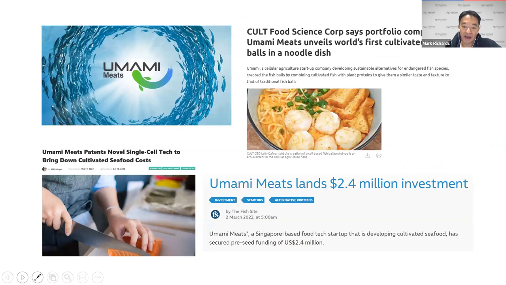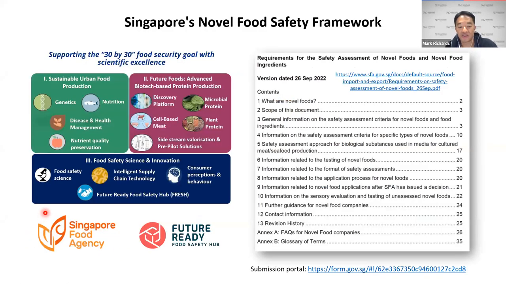Personally, I work very closely with Umami Meats, which is a Singapore-based cultivated meat startup specializing in aquatic species cultivated meat products and platform technology development. Umami Meats has made several breakthroughs in the last year, and they have also organized many tasting events for some of their food products.